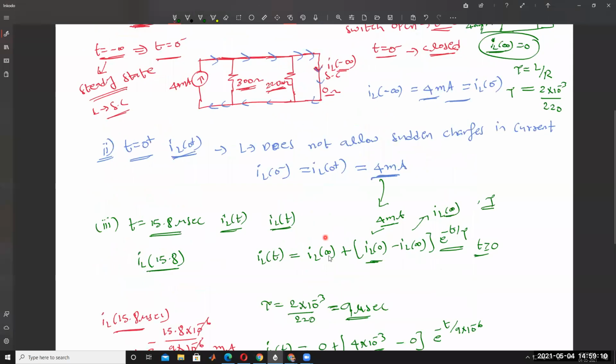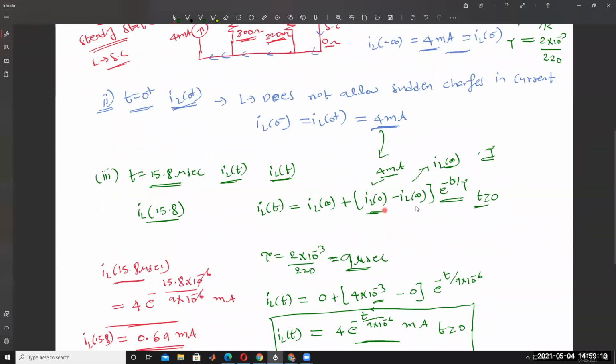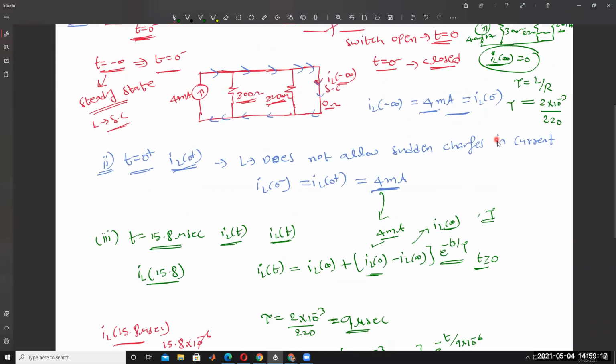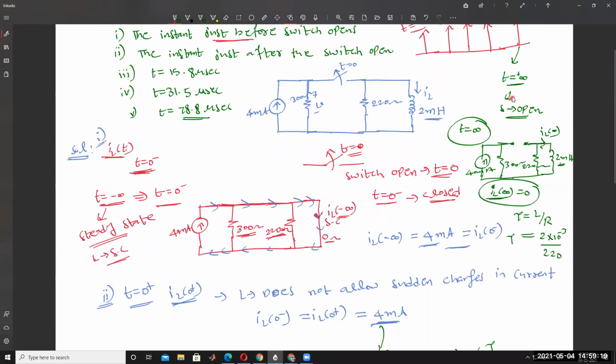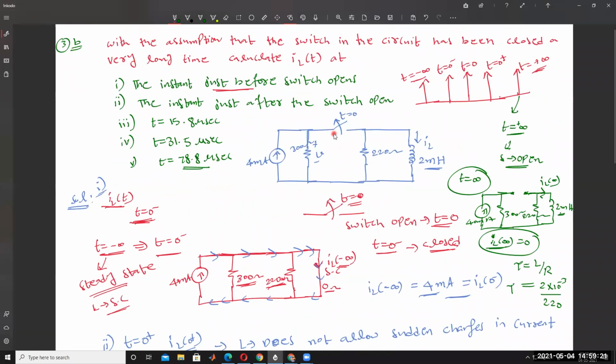The IL of t is equal to IL of infinity plus IL of 0 minus IL of infinity times e power minus t by tau. So this is the expression. Under steady state condition, the switch is open, and we get this circuit. Switch is open means the source is not connected to the 2 millihenry inductor and 220 ohms. That's why IL of infinity is equal to 0.